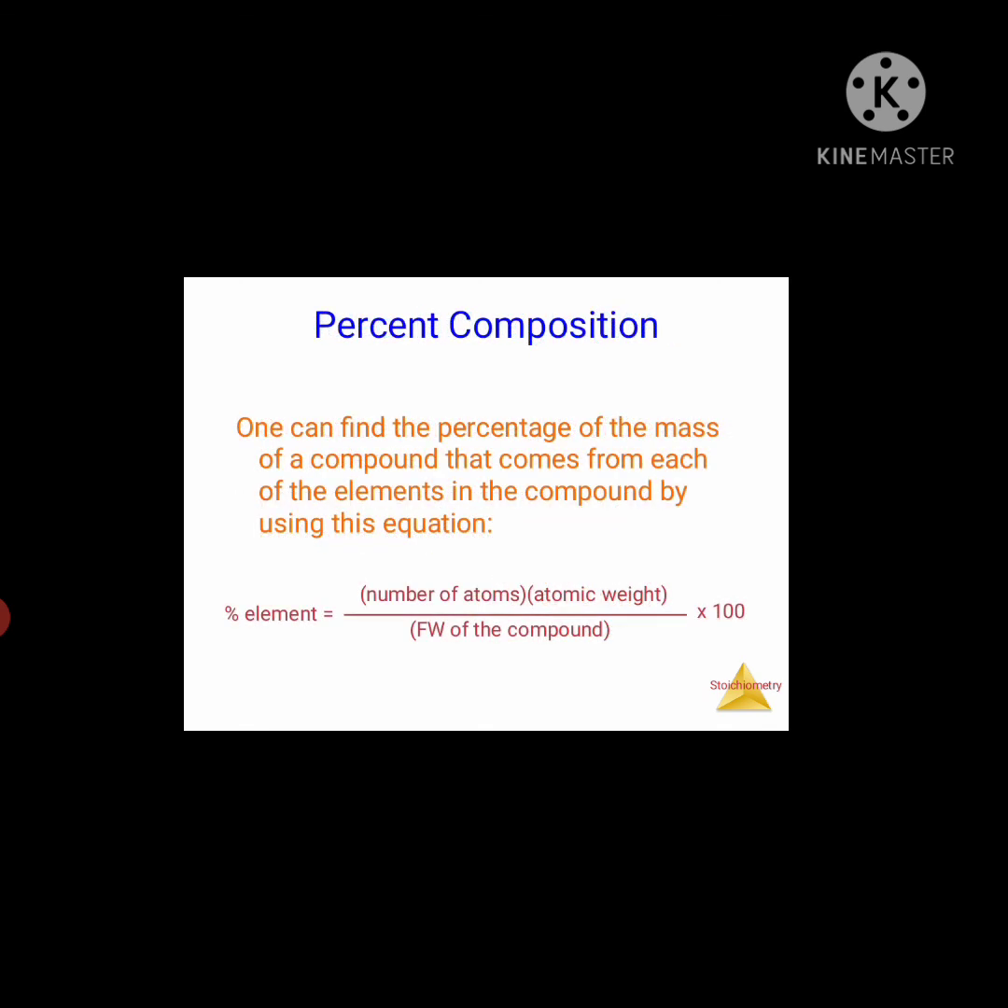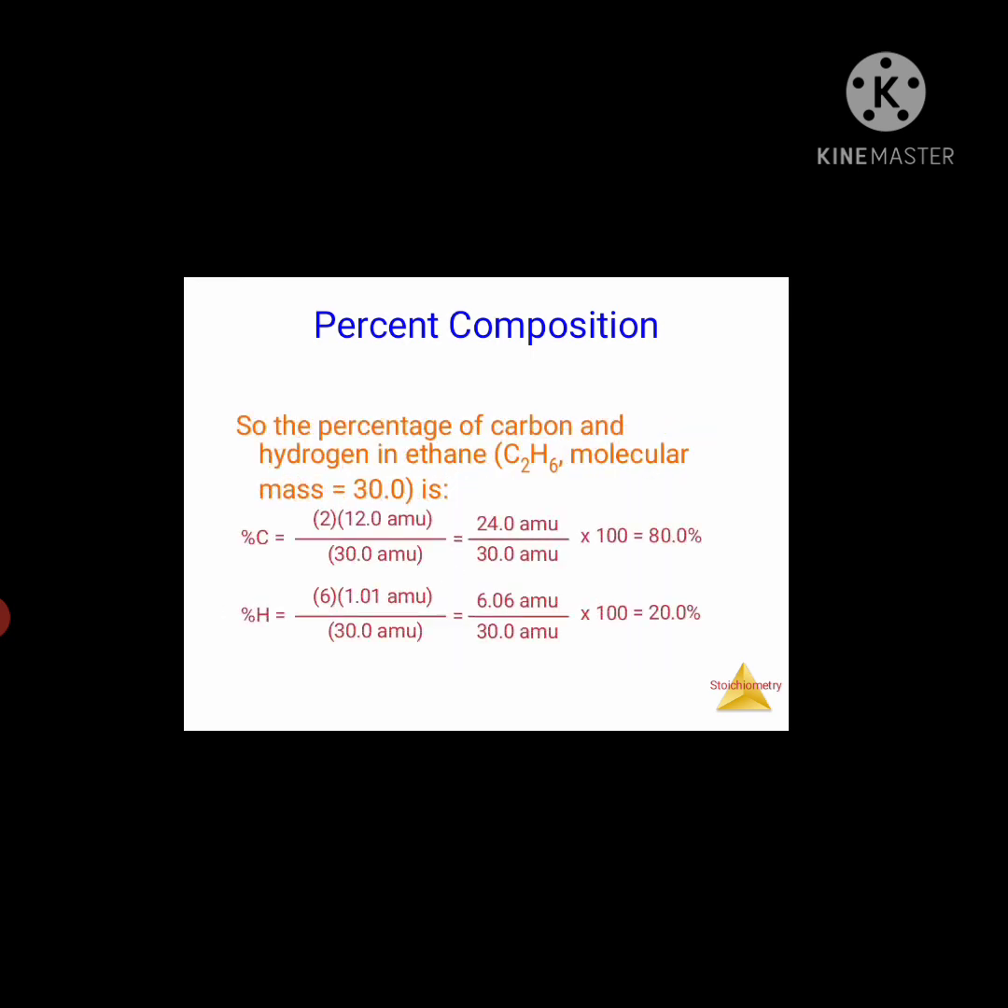We can also compute the percent composition, and one can find the percent of the mass of a compound that comes from each of the elements of the compound by using this equation. So percent element would be equal to number of atoms times atomic weight divided by the formula weight of the compound times 100. So you can compute percent composition by this equation.